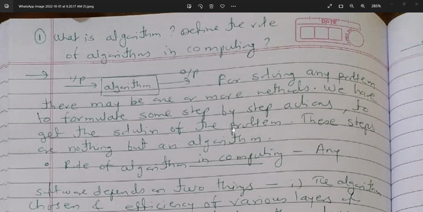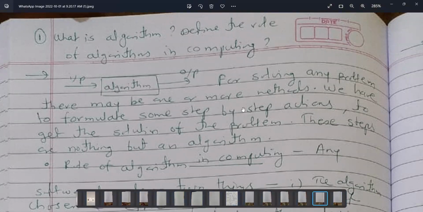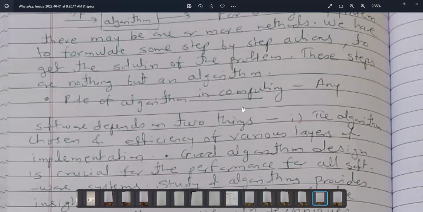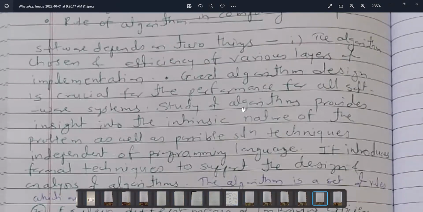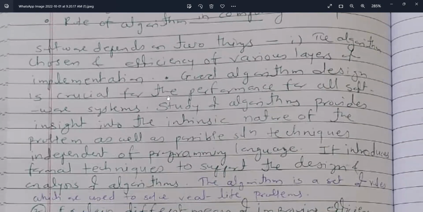Role of algorithm in computing. Any software depends on two things: the algorithm chosen and efficiency of various layers of implementation. Good algorithm design is crucial for the performance of all software systems.